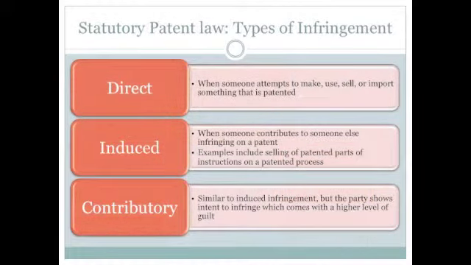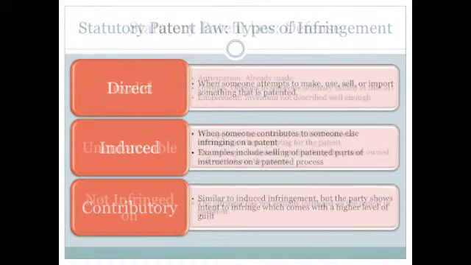The three different types of patent infringement are direct, induced, and contributory infringement. First, direct infringement occurs when someone attempts to make, use, sell, or import something that is patented. Second, induced infringement occurs when someone contributes to someone else's infringing on a patent. Examples of this induced infringement include things like selling patented parts or instructions on a patented process. Finally, contributory infringement involves two parties essentially showing intent to infringe, which comes at a higher level of guilt, and this is similar to induced infringement.